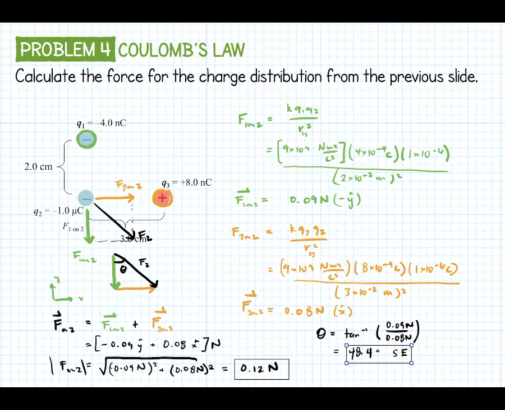So our total force, F2, is going to be 0.12 newtons, 48 degrees south of east. That's how we're going to describe the whole thing. Now we finally have our answer, because remember, if we're asking for a force, and a force is a vector, we need both the magnitude and the direction.